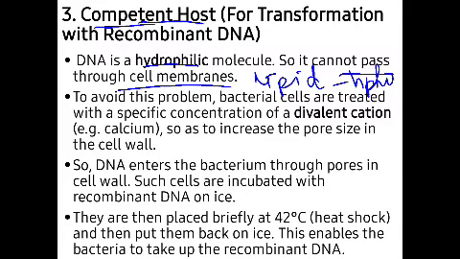Okay, to avoid this problem, the bacterial cells are treated with specific concentrations of divalent cations, for example calcium, so as to increase the pore size in the cell wall. We know that our plasma membrane consists of certain pores. That plasma membrane is very selectively permeable. That means it only allows selective molecules to get inside the cell, and the molecules inside the cell are selectively exported out of the cell. So not every molecule can go inside the cell or outside the cell. Especially for hydrophilic, water loving molecules, it is very difficult to go inside or outside the cell. So one problem is occurring in this case also.